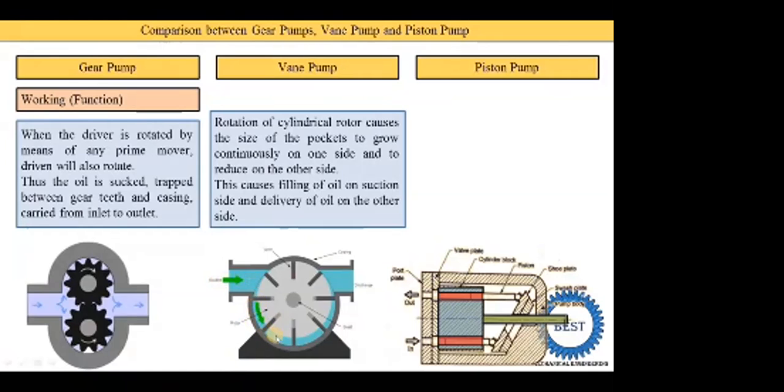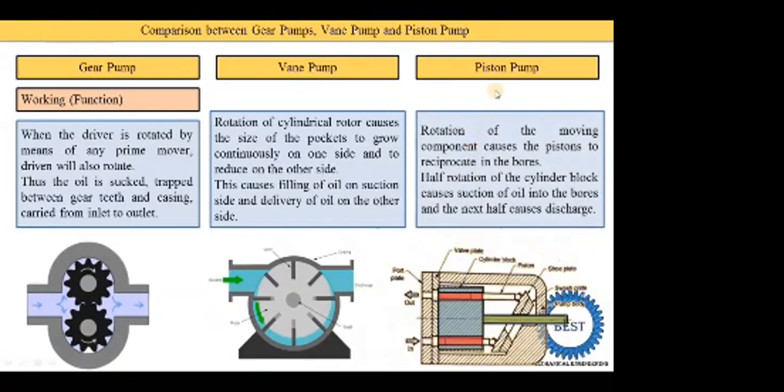Then here you see the pocket size is increasing. Okay, then after, towards the delivery, the pocket size starts to reduce, because on the delivery side we require higher pressure, so we need to reduce the size. This causes filling of oil on the suction side and delivery of oil on the other side. Means oil is filled on the suction side and delivered from this delivery side.